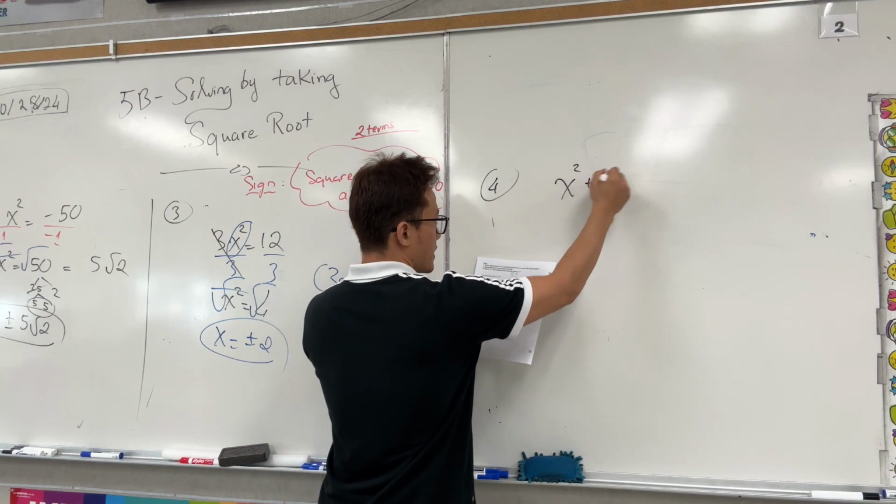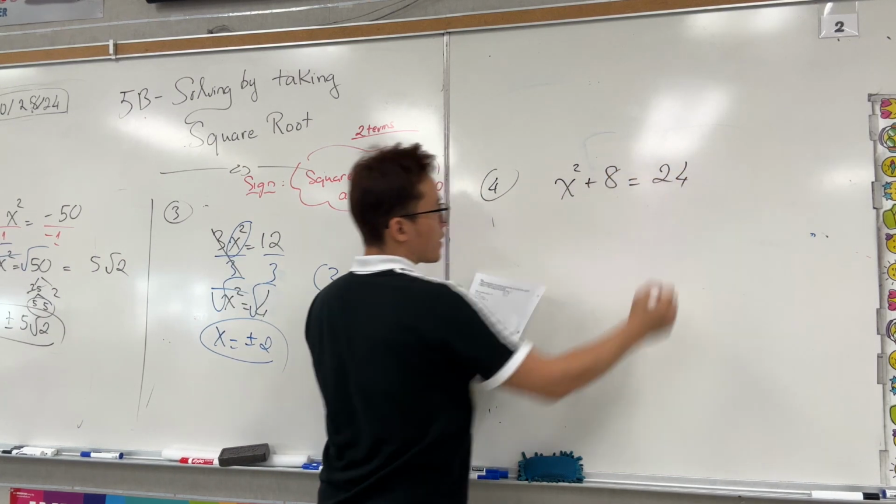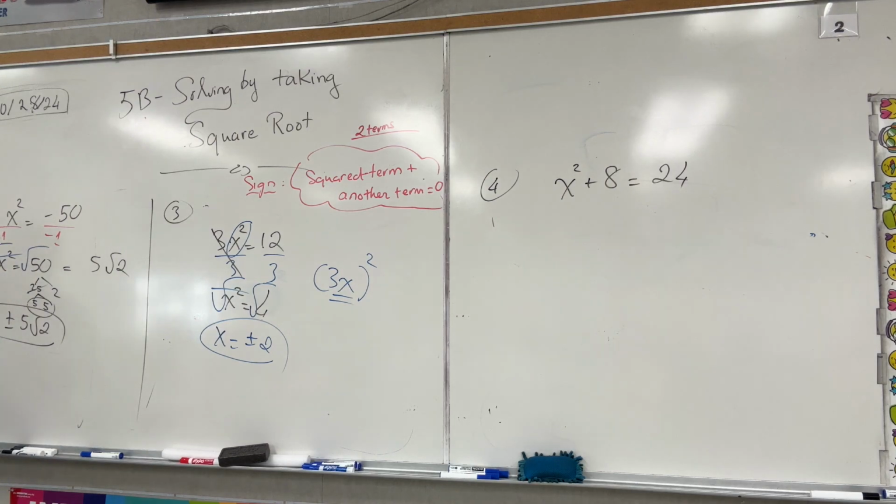x squared plus 8 equal to 24. Alright, 2 minutes. Let's go.